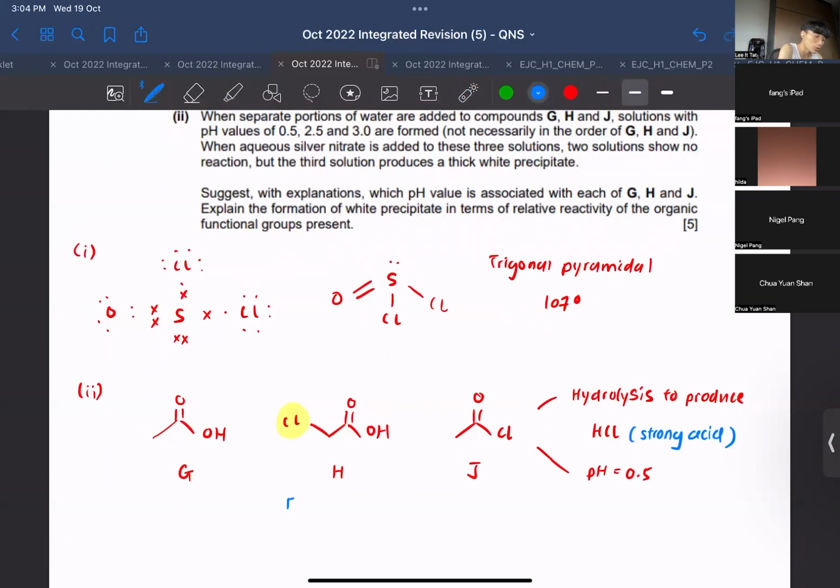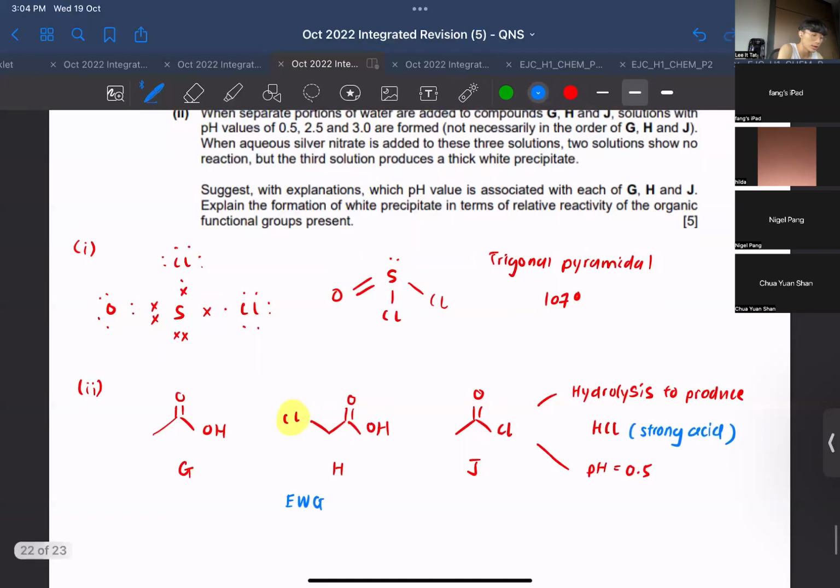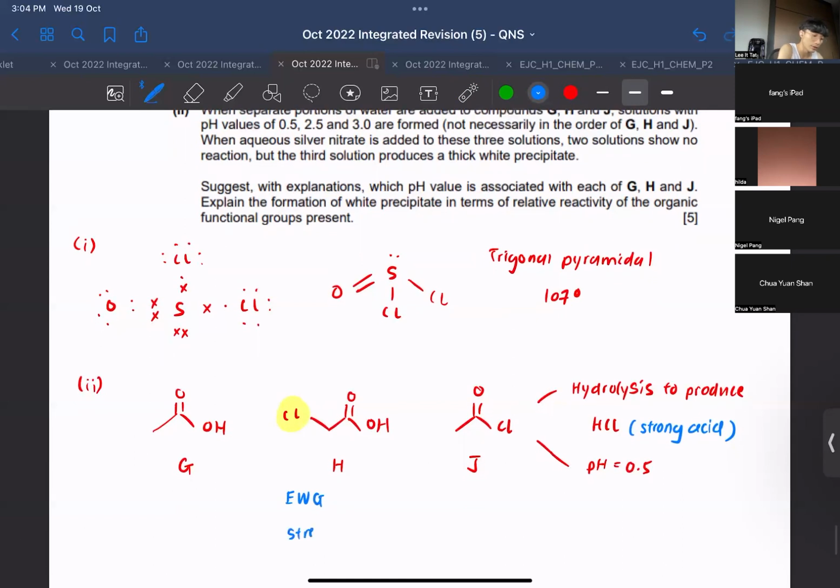This is an electron withdrawing group. It disperses the negative charge and stabilizes the conjugate base. This one here is the stronger acid, so it's the one with pH 2.5. This one is the one with the pH of 3. So that's how we should be assigning the values first. This entire part over here, right?